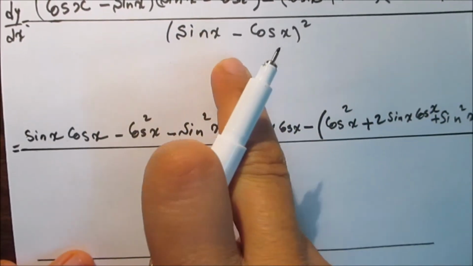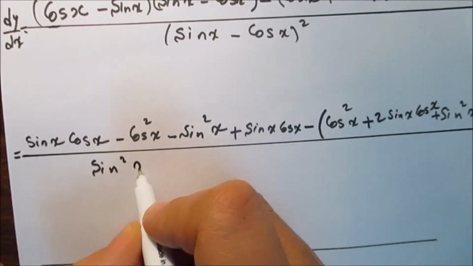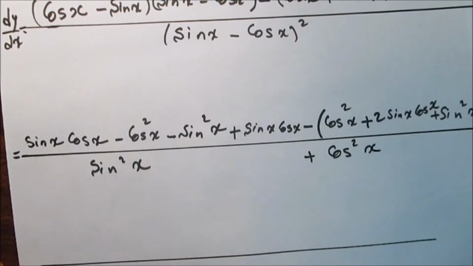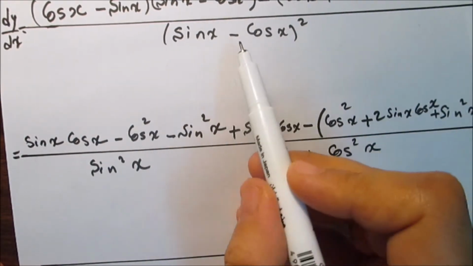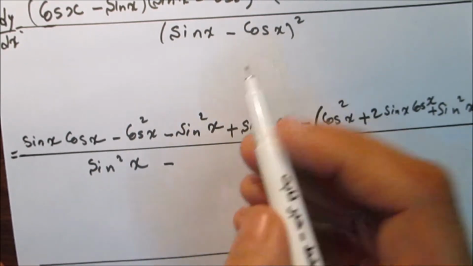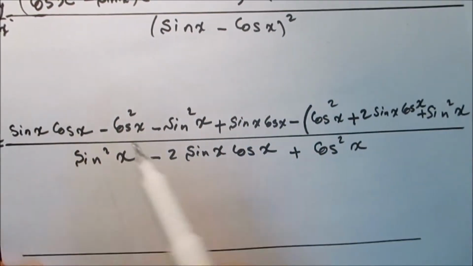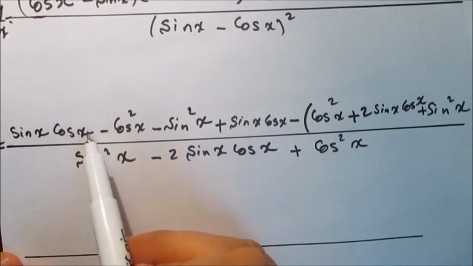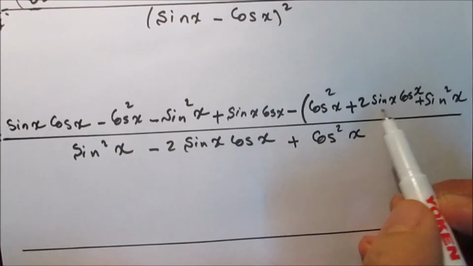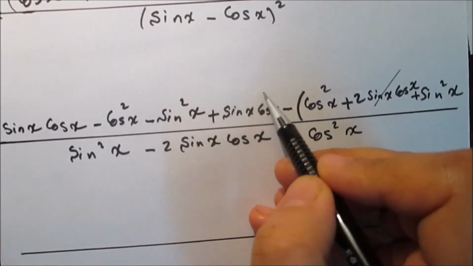Now simplify the denominator. This is also a perfect square, so the square of the first is sine squared x, and the square of the second is positive cosine squared x, and we take the sign for the middle term, so negative 2 times sine x times cosine x, so negative 2 sine x cosine x. Now simplify this. Here we have sine x cosine x plus sine x cosine x, which is 2 sine x cosine x, and here we have negative 2 sine x cosine x, they cancel each other, so this cancels this and this.